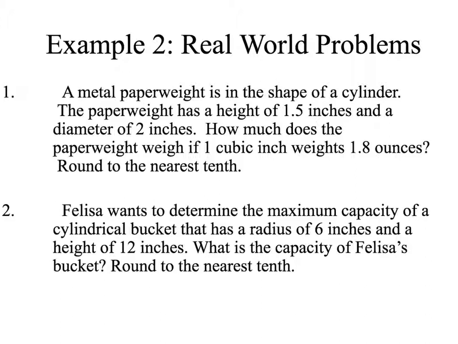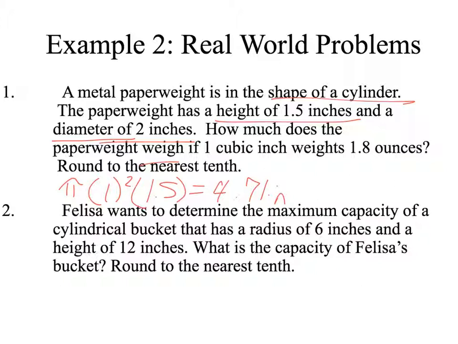So basically now here we're looking at some two-step problems. We have a paperweight in the shape of a cylinder, we have a height and a diameter, and we want to know how much the paperweight weighs. Well, we have to know how much the paperweight is going to hold first. We're going to start with volume. So my volume is going to be pi. I'm given a diameter of 2, so I need to cut that in half to 1 and square it. I have a height of 1.5. So pi times 1 squared times 1.5, and we're only getting a volume of 4.71 inches cubed.